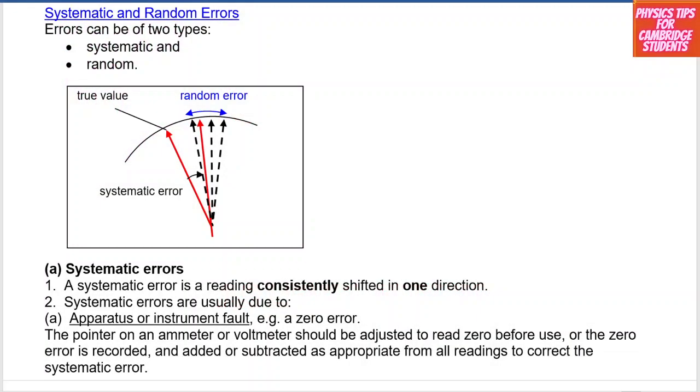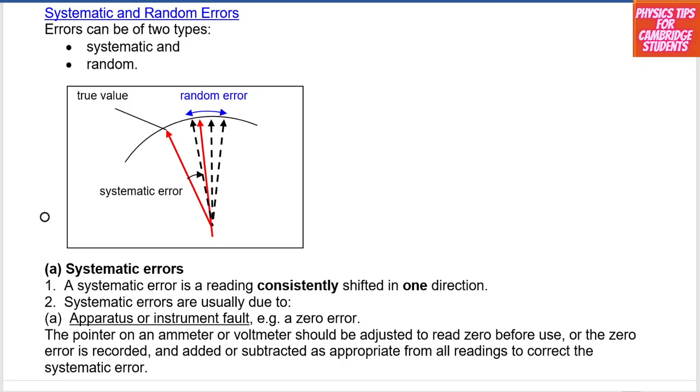Now, when we look at errors, that is systematic and random errors, please do make sure that you watched my video on errors and uncertainties. So these errors can be classified into two, that is systematic and random errors.